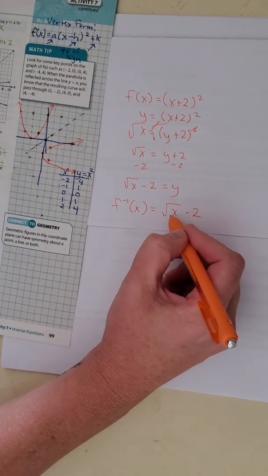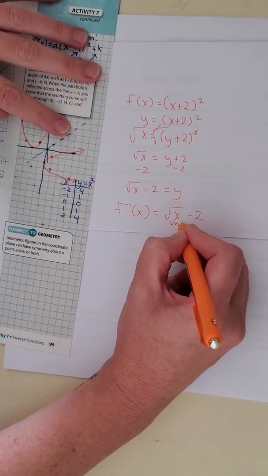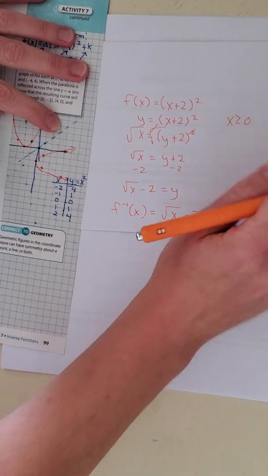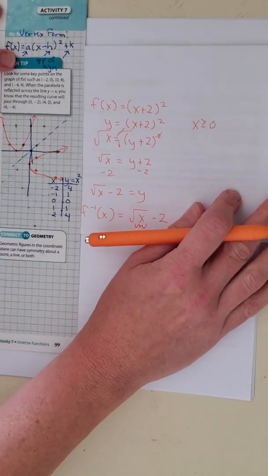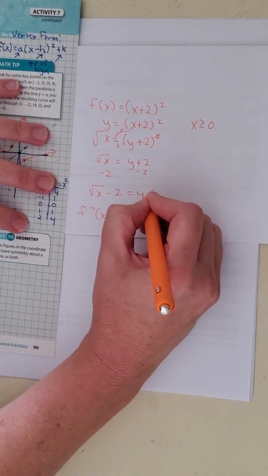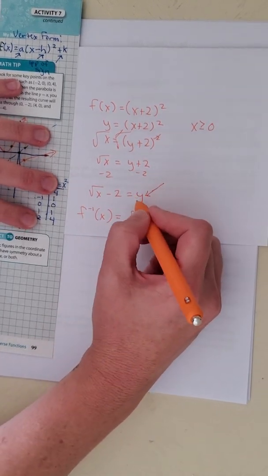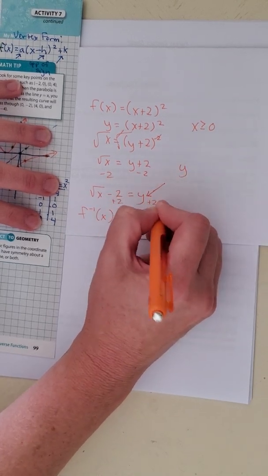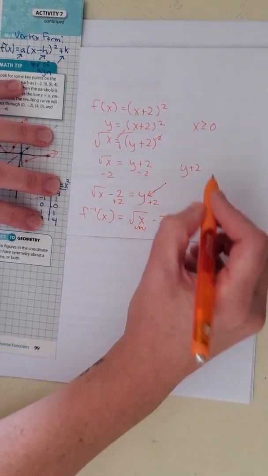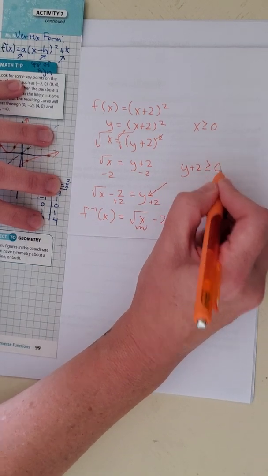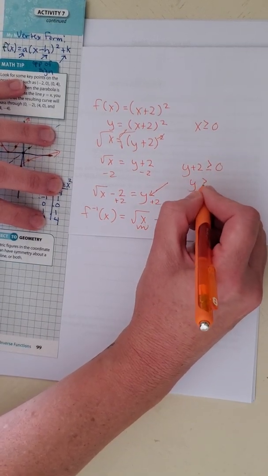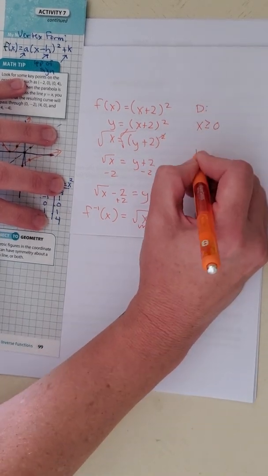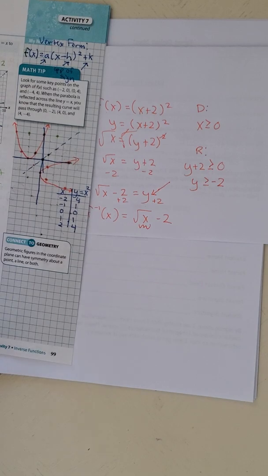And so I know that the domain of this function is that whatever's under the radical cannot be negative, so x has to be greater than or equal to 0. And I know that the range of this function is, I'll go back to this point, I'm going to solve for y, so I'll add 2 to both sides, y plus 2 has to be greater than or equal to 0. Therefore, y must be greater than or equal to negative 2. So here's my domain and my range of my inverse function.